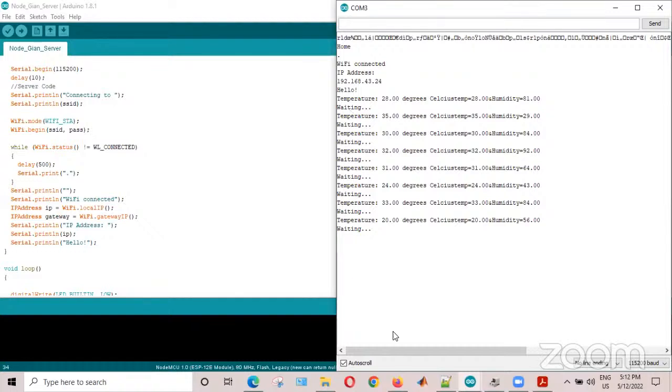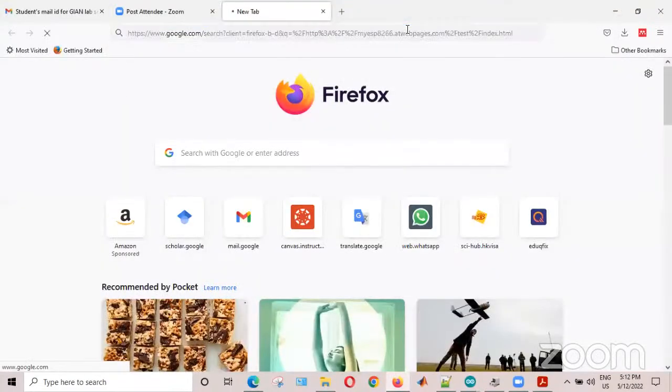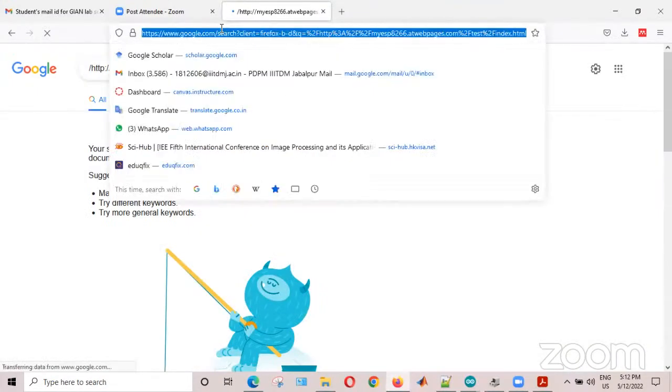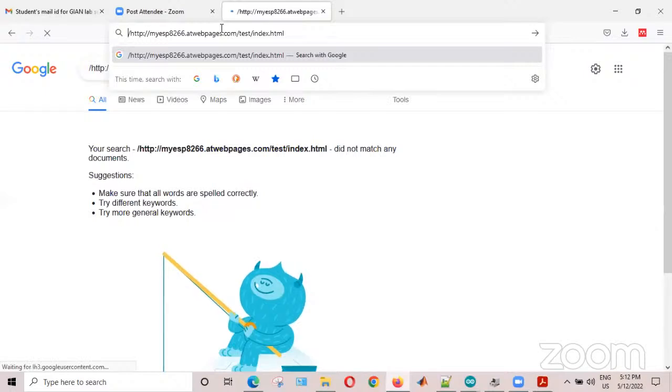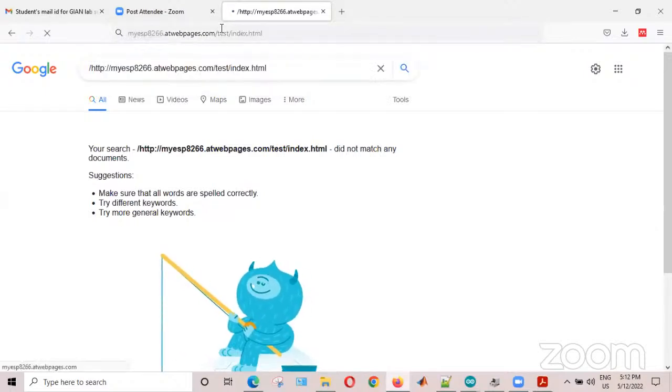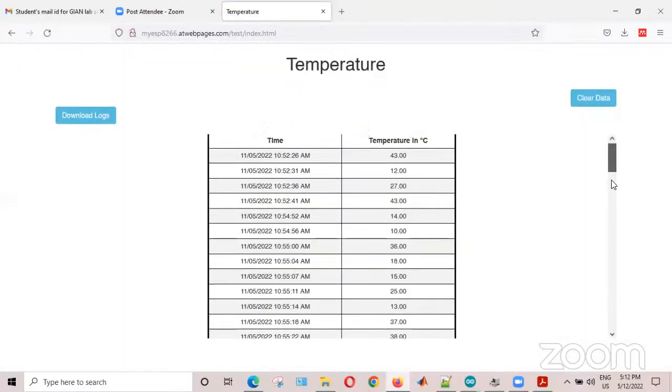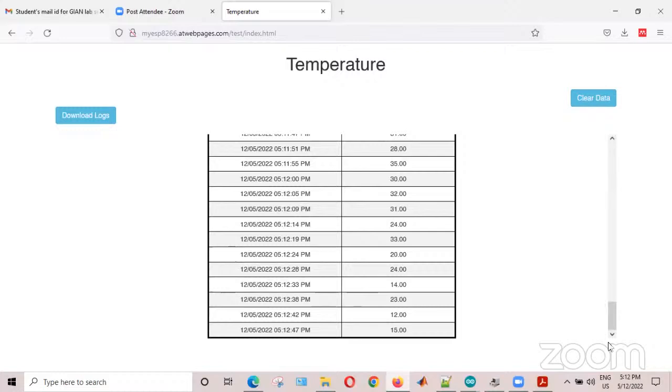Now there is a server that I have made, so we can go through that server and see the code over there. So this is the server page. Sorry, I made a mistake. I hope my screen is visible. So you can see it is logging all the data to the server.